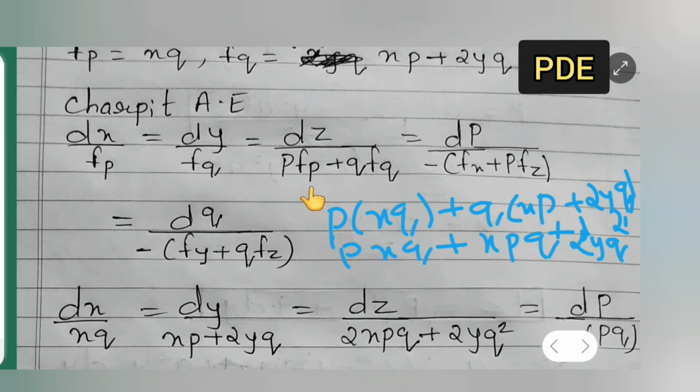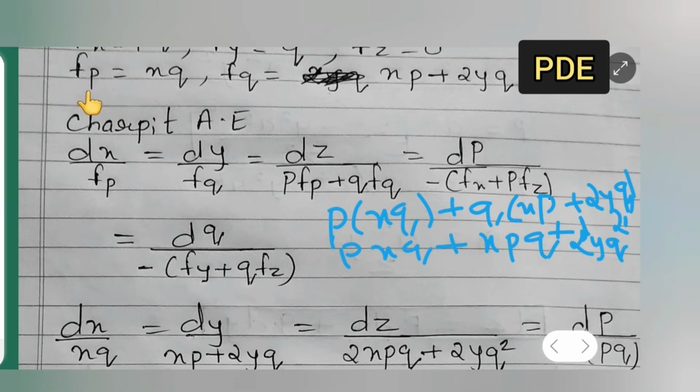dz upon p fp + q fq. So write this p over here. What is fp? fp is nothing but xq, so I have written xq over here, plus q. Now what is fq? fq is nothing but xp + 2yq.